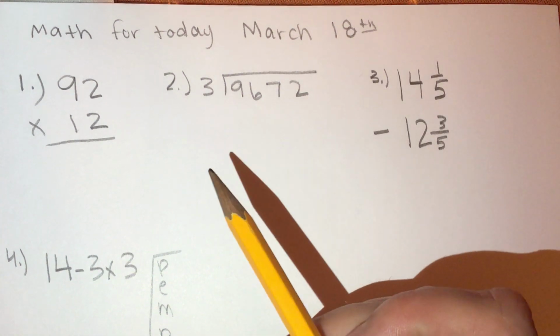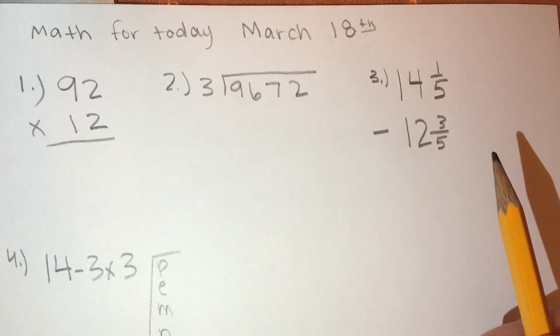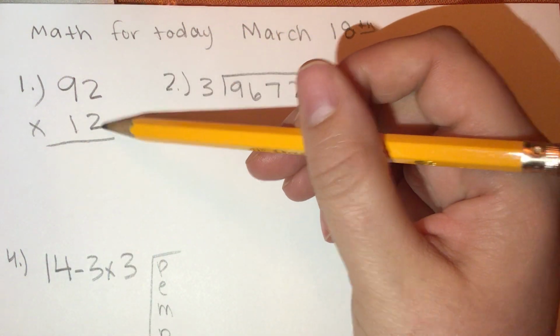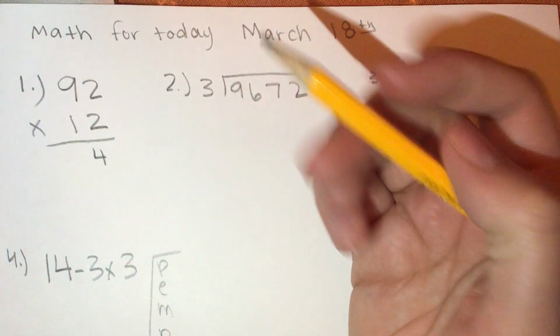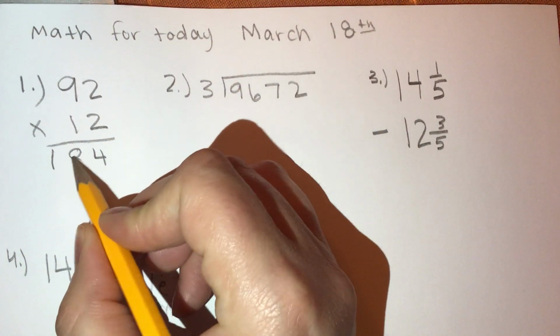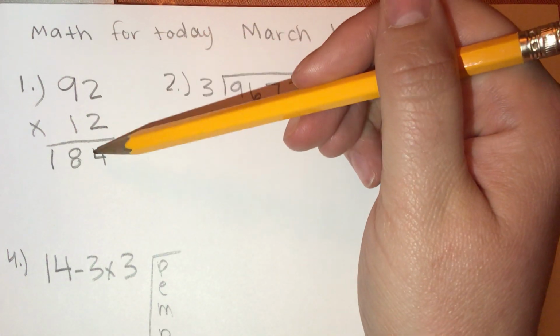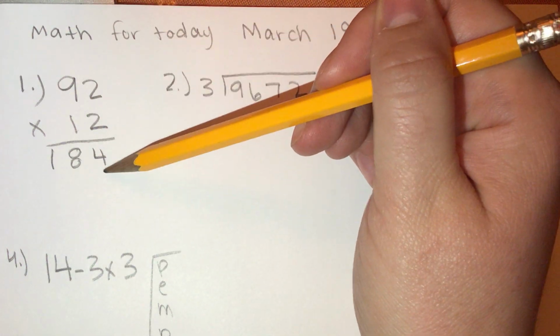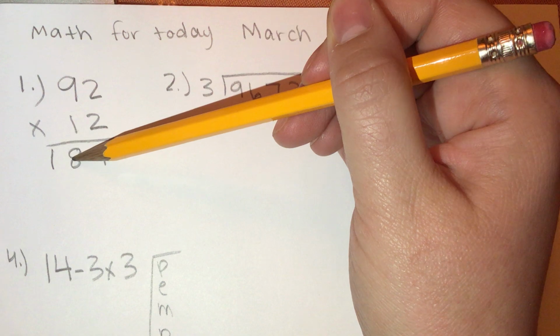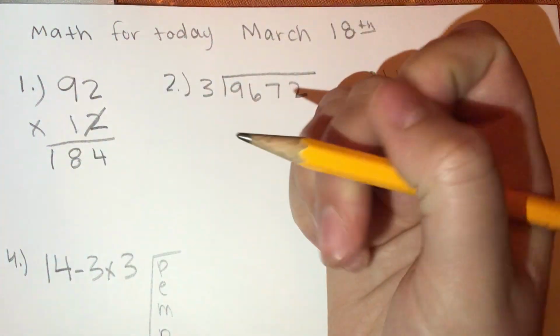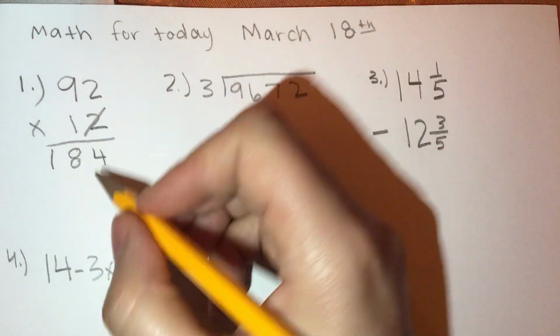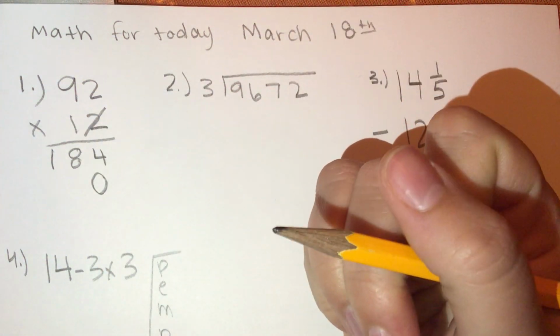Okay, let's go ahead and go over number 1, 92 times 12. So we have 2 times 2 is 4, 2 times 9 is 18. Make sure that you're keeping them in line. So I'm keeping all my ones place in line, I'm keeping all my tens place in line, I'm keeping my hundreds place in line. So I'm done with my ones place, the 2, and I'm moving on to my tens place, so I need to add a placeholder.